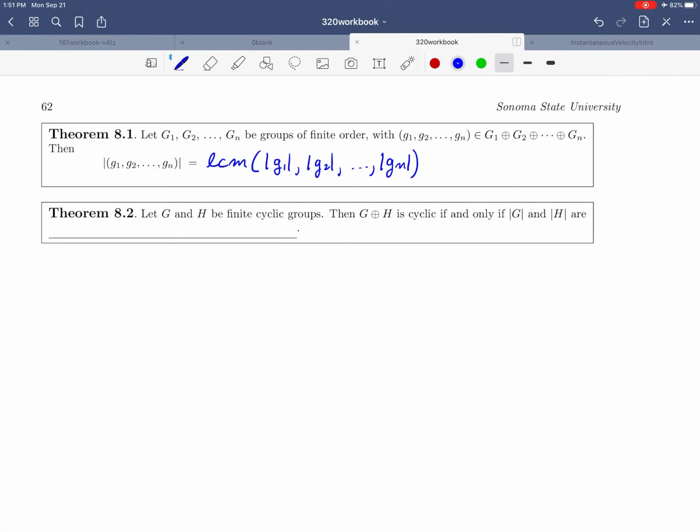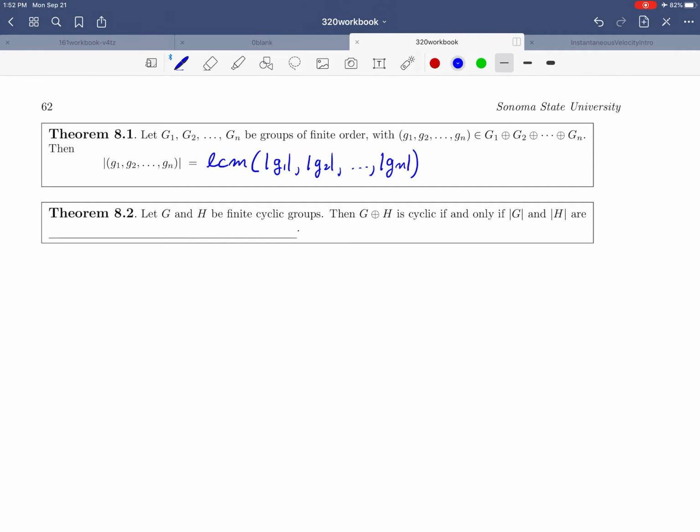Example 2 that we looked at in the previous video, together with Theorem 8.1, also suggests a condition to figure out when the external direct product of two cyclic groups is cyclic. And that's what we're going to look at in Theorem 8.2.